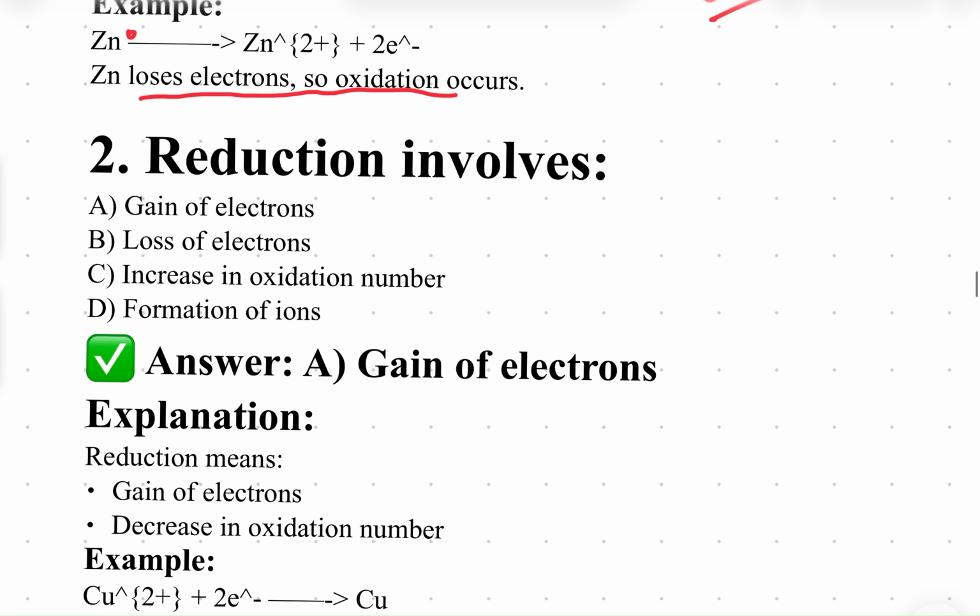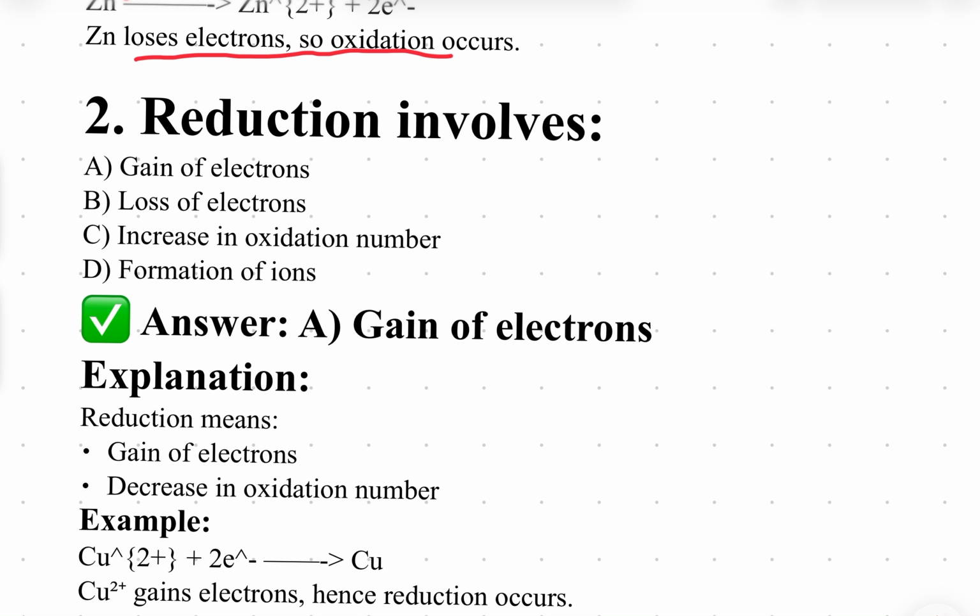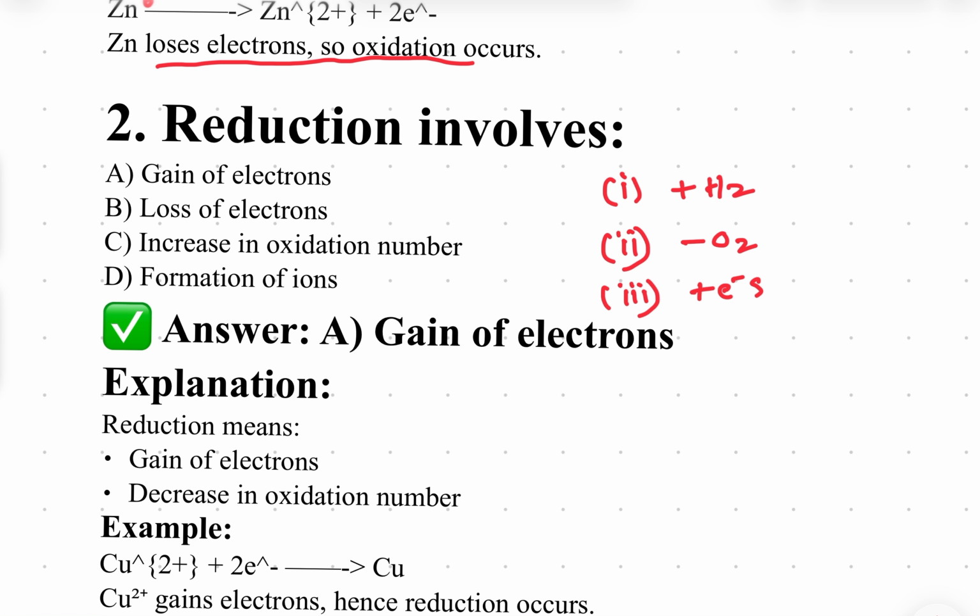Next one, we'll see what reduction involves. So these are very basic questions, the opposite of the previous one. Similarly, reduction means, Roman number one, addition of hydrogen. Roman number two, removal of oxygen. The opposite is addition of electrons. This is called the reduction process. Okay, don't forget.